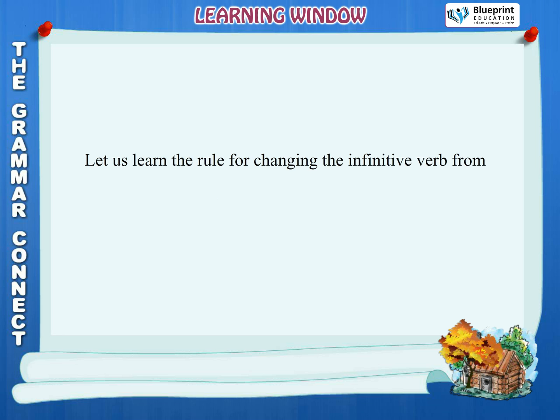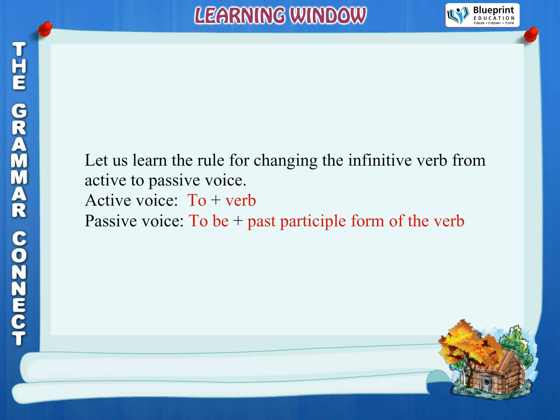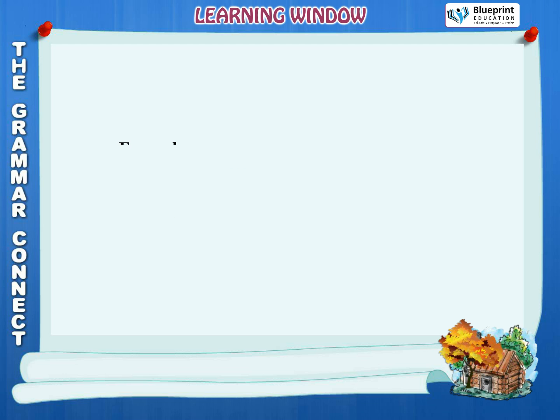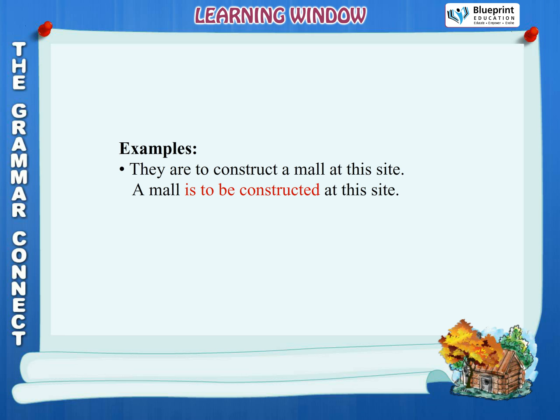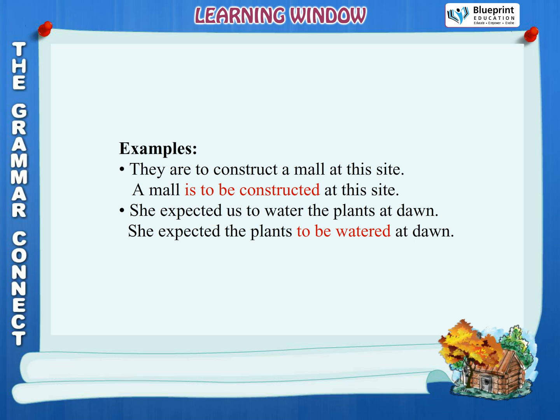The infinitive. Let us learn the rule for changing the infinitive verb from active to passive voice. Active voice: to plus verb. Passive voice: to be plus past participle form of the verb. Examples: they are to construct a mall at this site. A mall is to be constructed at this site. She expected us to water the plants at dawn. She expected the plants to be watered at dawn.